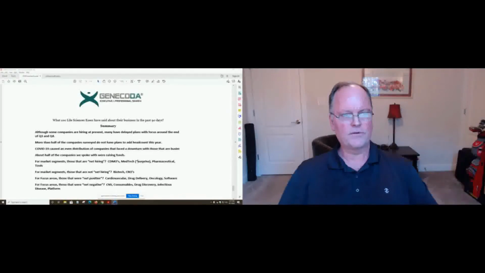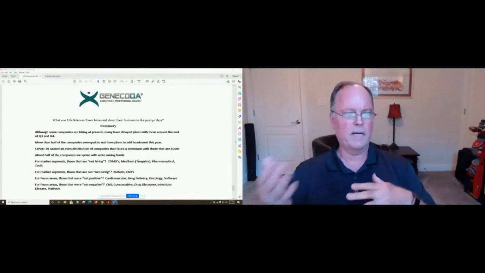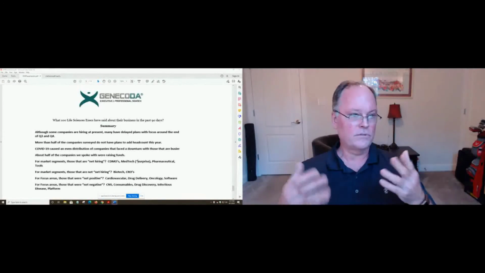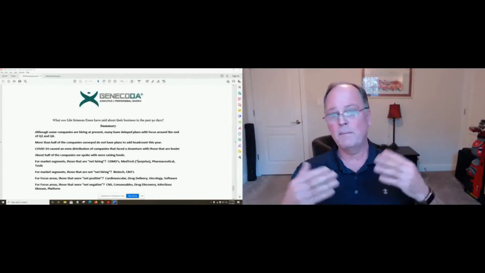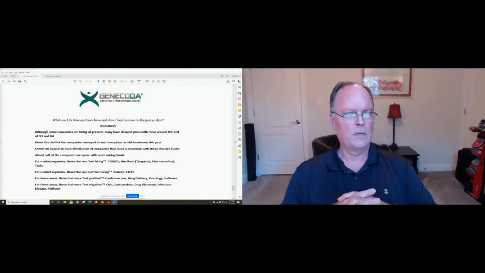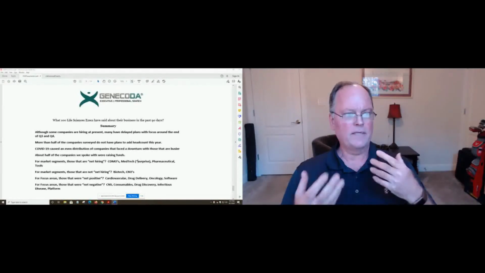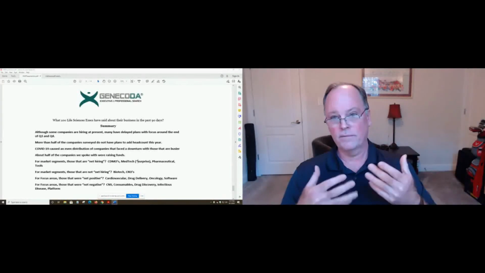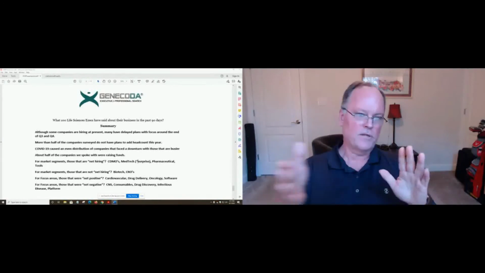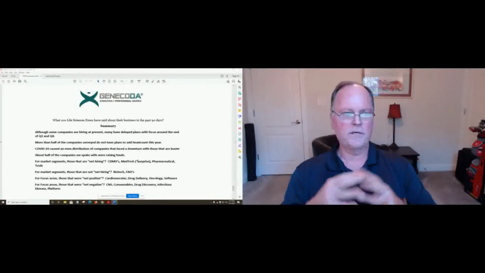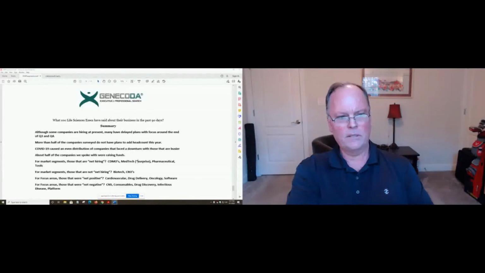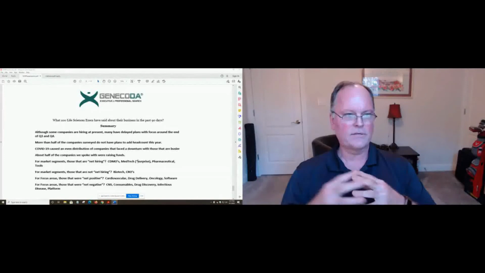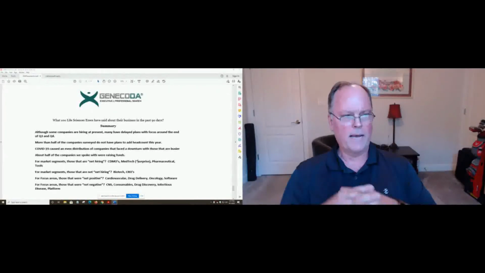More than half the companies surveyed do not have plans to add headcount this year, which is certainly understandable. But the flip side of that is about half do. And COVID-19 caused an even distribution of companies that faced a downturn with those that are in fact busier. And that slide should actually say with those that are busier or that it didn't impact, if you will. So about half downturn, half busier or no impact. About half the companies we spoke with were raising funds.